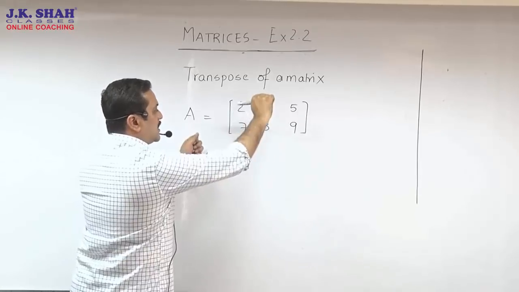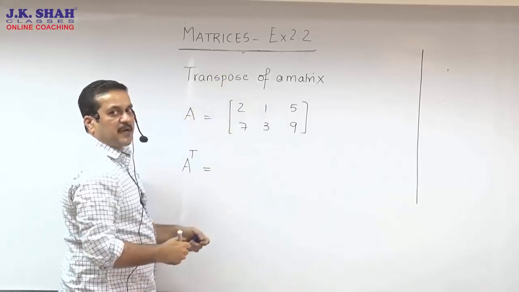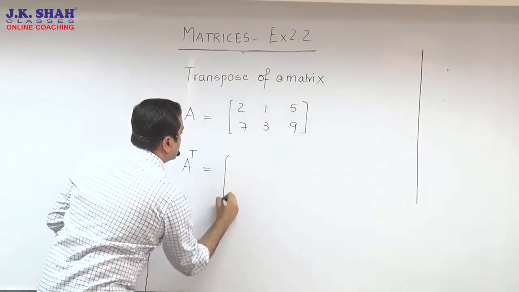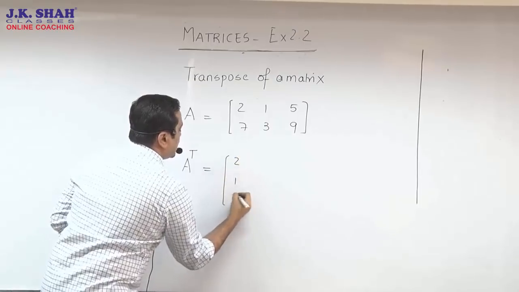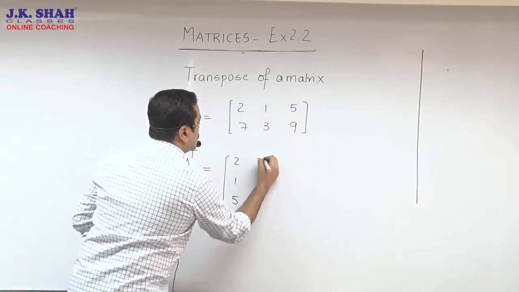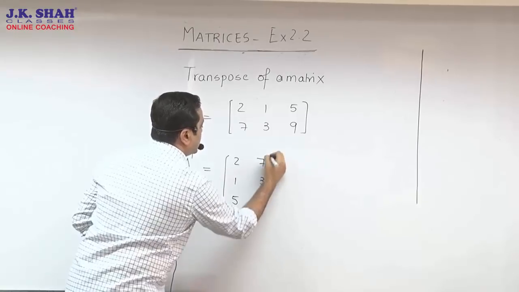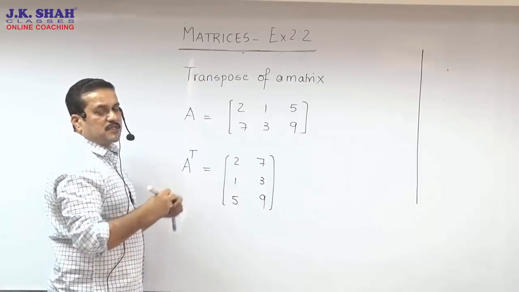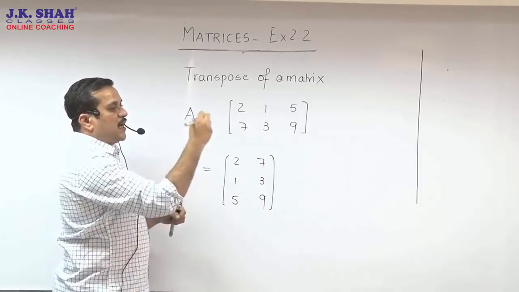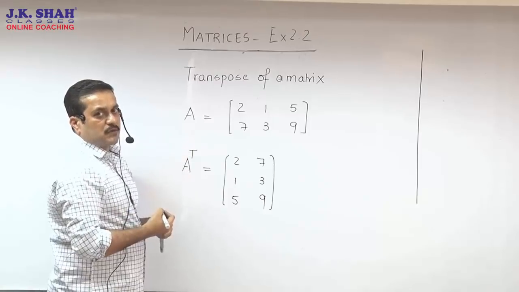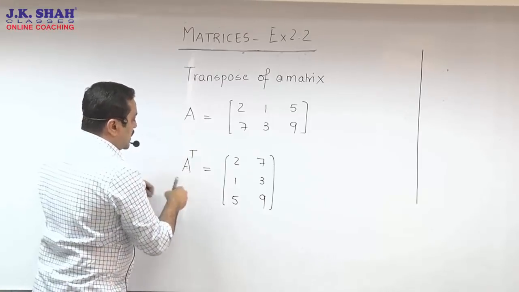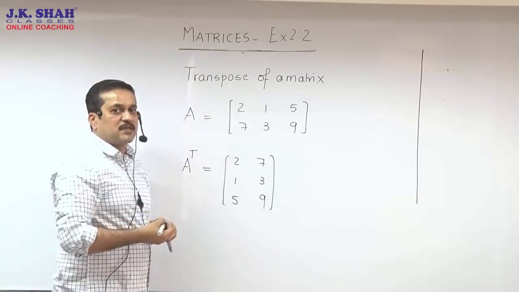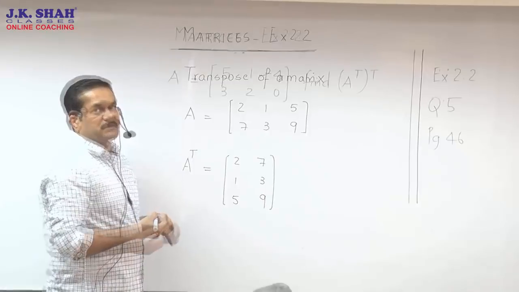So that means we have to do this. You need to rotate the matrix by 90 degrees. I repeat, your R1 will now become C1: 2, 1, 5. Your R2 will become C2: 7, 3, 9. So that's how we write the transpose of a matrix. In transpose, we just need to remember to change R1 to C1, R2 to C2. One more thing I would like to write: if you transpose this matrix again, you're going to go back to the same matrix. That's the question they've asked me in the exercise. We'll be looking into that in the next question.